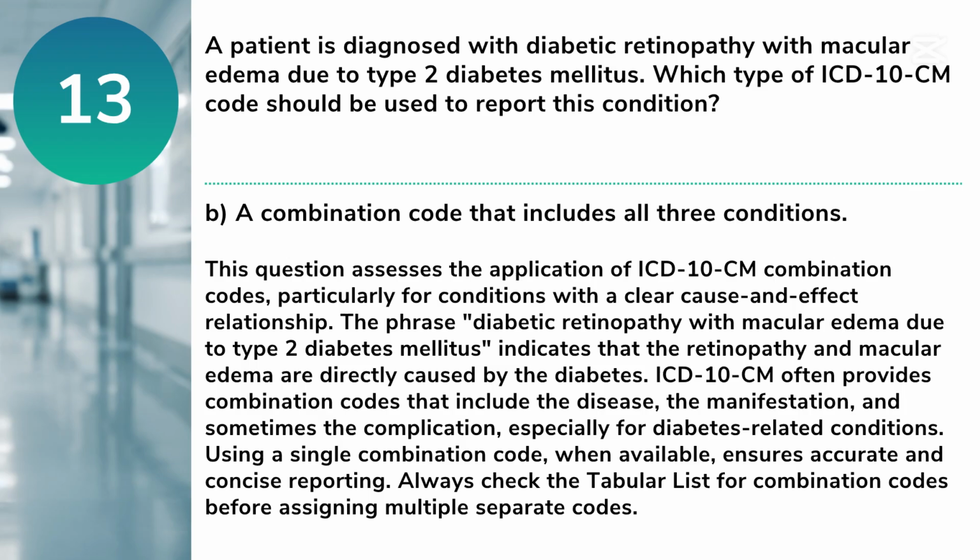ICD-10-CM often provides combination codes that include the disease, the manifestation, and sometimes the complication, especially for diabetes-related conditions. Using a single combination code, when available, ensures accurate and concise reporting. Always check the tabular list for combination codes before assigning multiple separate codes.